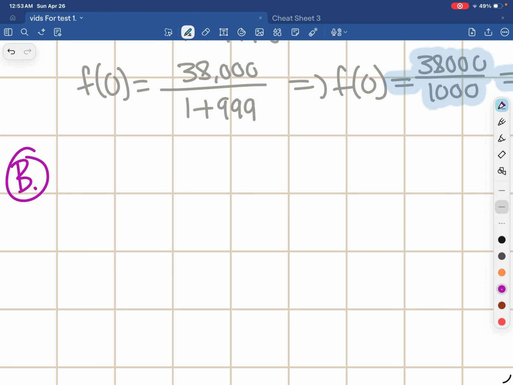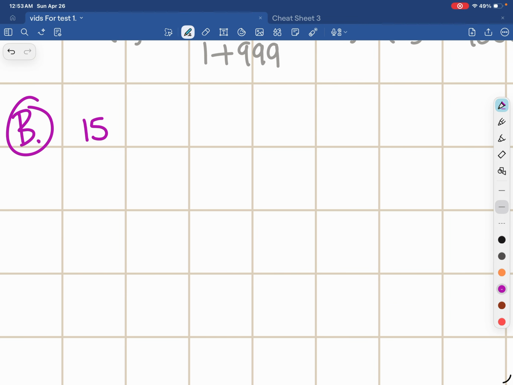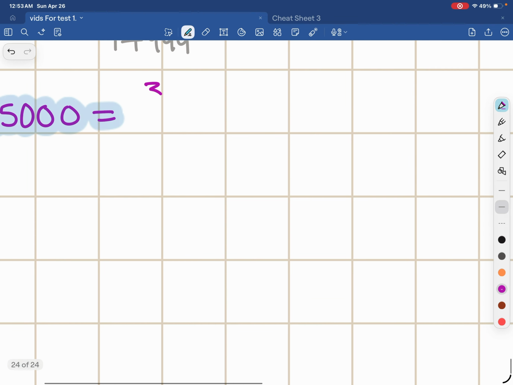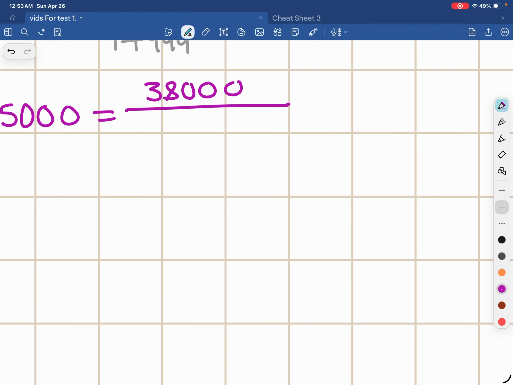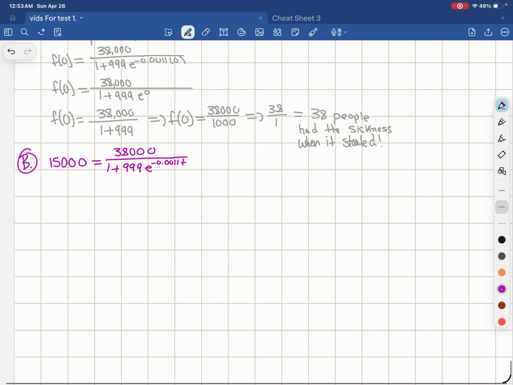B is asking how long does it take for 1,500 people to catch the flu. So now in this situation, we are given our Y value, or the amount of people. So 1,500 people have the flu, and we'll set this equal to our equation and solve for t, because we're looking for how long in time. So we have 38,000 over 1 plus 999 e raised to 0.0011 t.